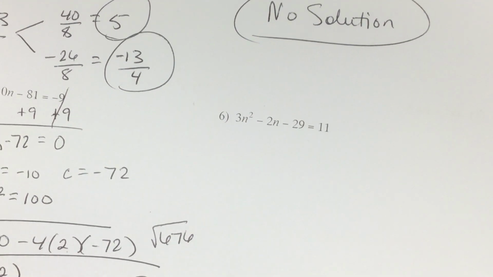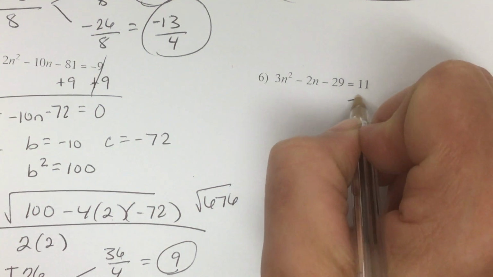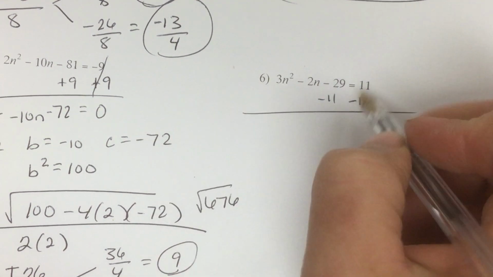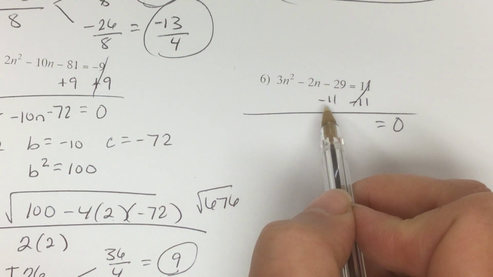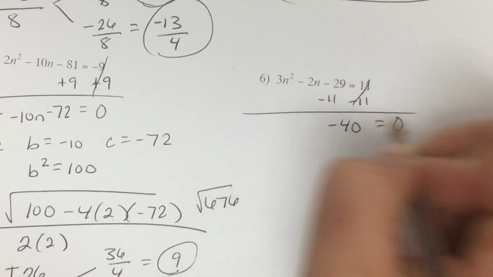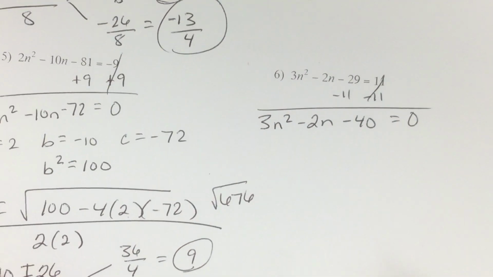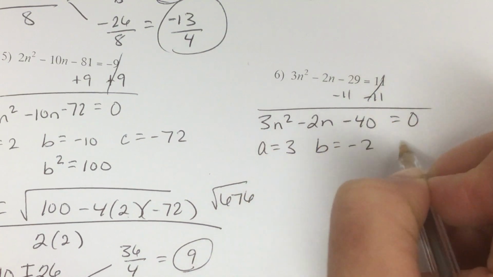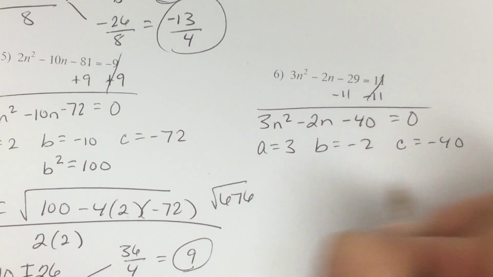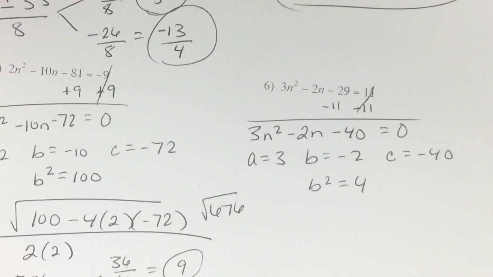Okay, last one on this video, and then I'll stop it and do the next 6 on a different video. So again, we have it equal to a number, so we need to subtract 11 from both sides so that we have equals 0. Negative 29 and negative 11 is a negative 40. So I have 3n squared minus 2n minus 40. So a is 3, b is negative 2, c is negative 40. So that means b squared is equal to positive 4.